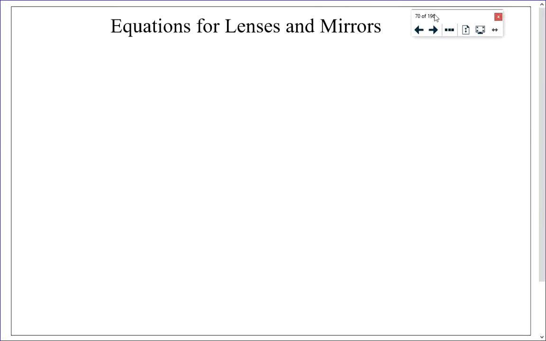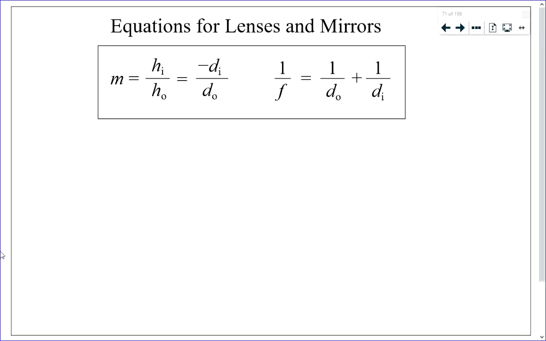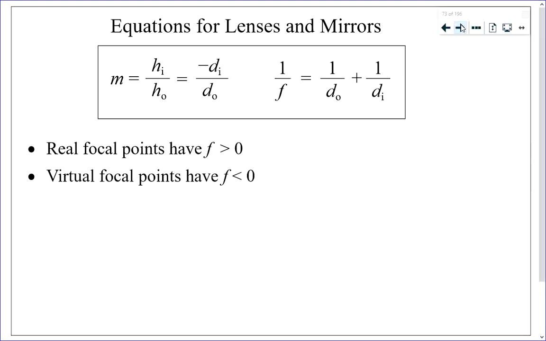Now that we've gone through mirrors and lenses, a quick review of the equations. There are your thin lens equations and mirror equations. You can use these for either mirrors or lenses. But there are some rules, and you have to stay within the confines of these rules. One of them is that anytime you're dealing with something that has a real focal point, the focal length is positive. And anytime you're dealing with something that has a virtual focal point, you have a focal length that's negative.